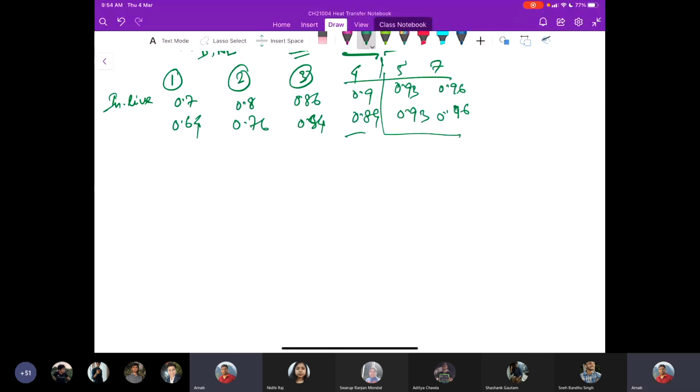What is our usual approach? How do we do that? We simply apply Newton's law of cooling, h A delta T. Yes, sir. Okay. Now here the question is, what is my delta T? I think it is the difference between inlet and outlet temperature.